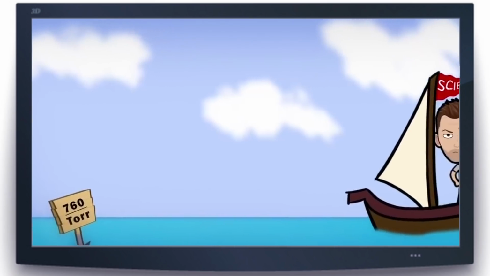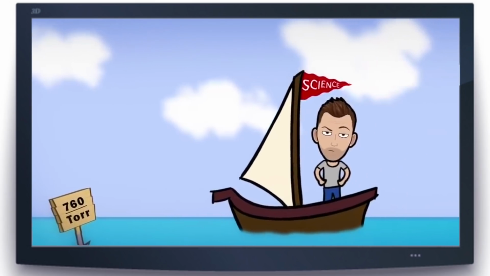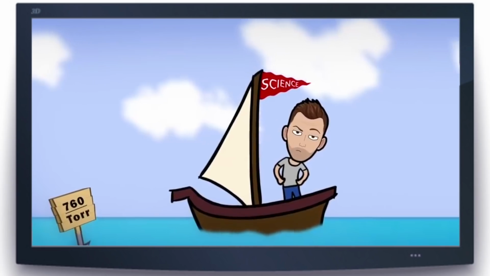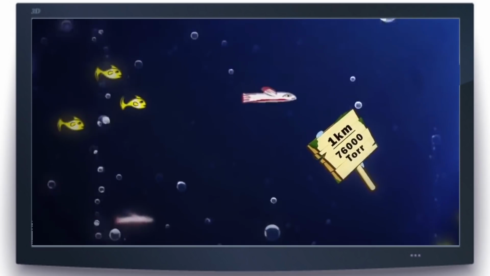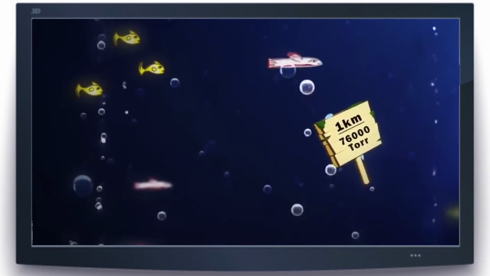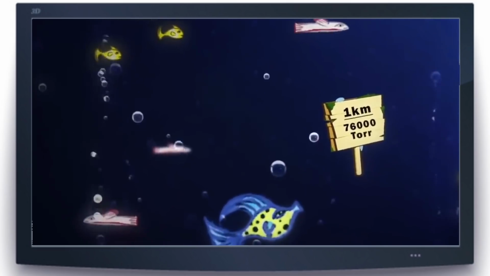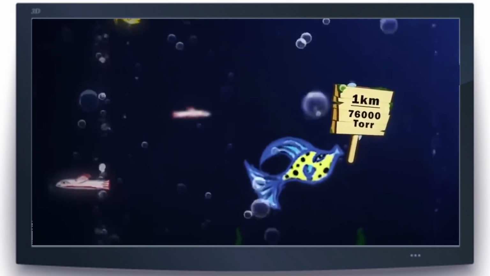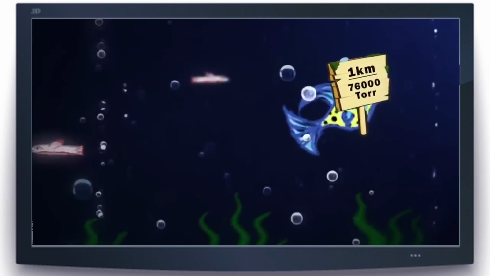The gravitational pull of the Earth keeps the atmosphere clinging to the planet. This means that the atmosphere has a pressure gradient. Think of the ocean. Just below the surface there is very little pressure. However, as we go down deeper, the pressure increases. At 1 kilometre down, the pressure is just over 76,000 torr. This is because of the huge volume of water above.